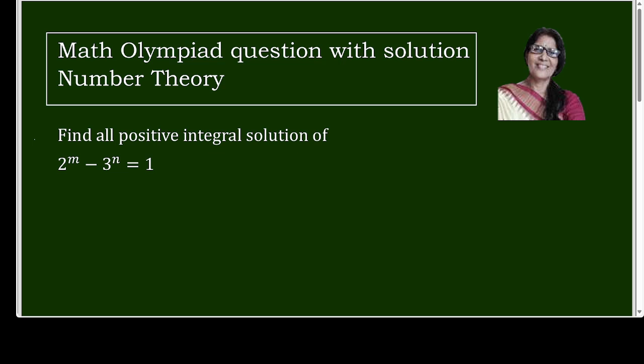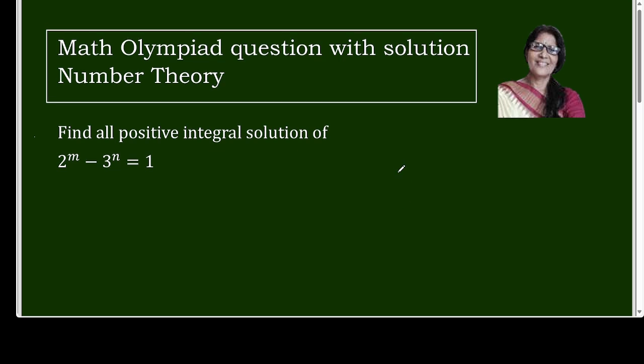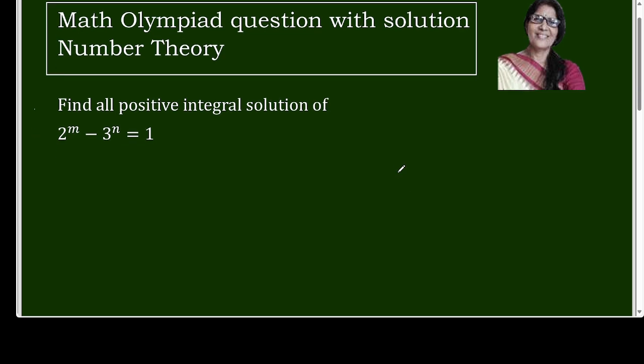I have taken a question today, Math Olympiad, that is based on number theory. Find all positive integral solutions of 2 power m minus 3 power n equals 1. So this is a classical problem of number theory. We will analyze this equation with modulo of small numbers and explain.